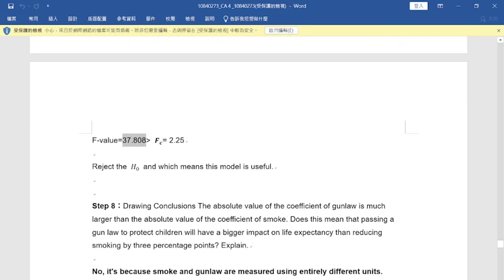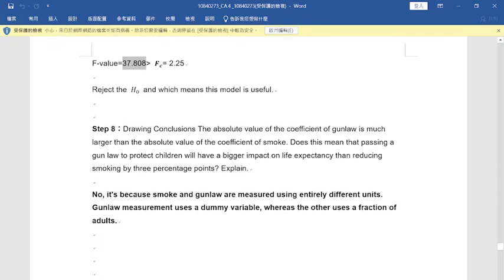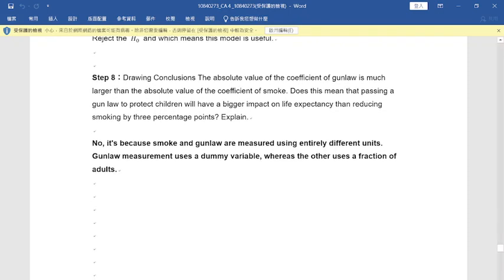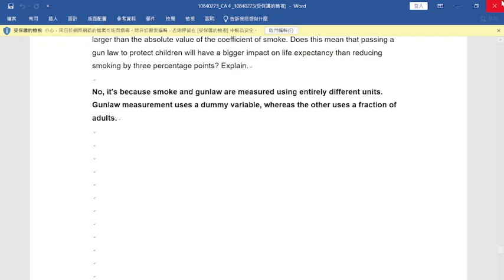Let's move to the last part. My answer is no. It's because smoke and gun load are measured using entirely different units, especially since gun load is a dummy variable, yes or no. Then we cannot compare the two. I think this idea follows from the first chapter up to now. Therefore, depending on the measurement units and the type of variables, the coefficients may or may not be comparable. All right, thank you very much.